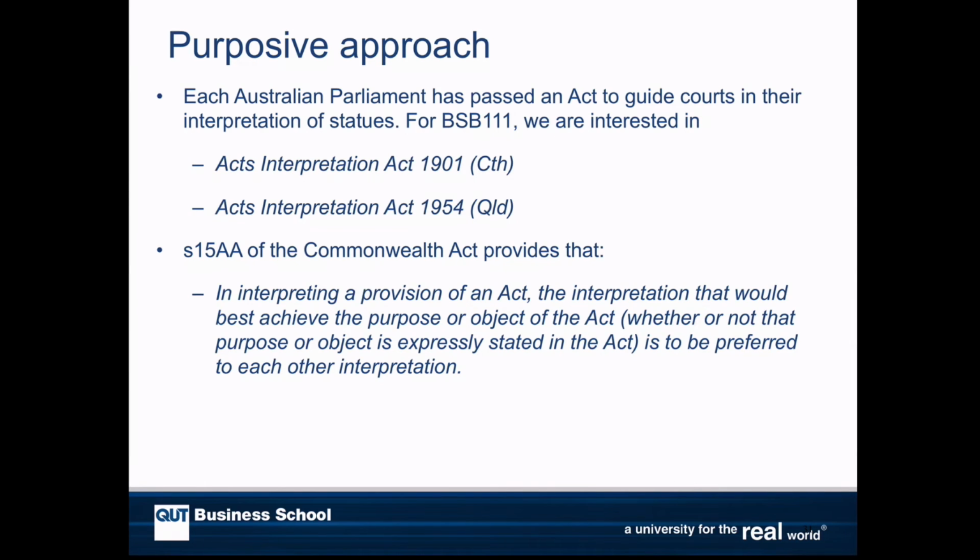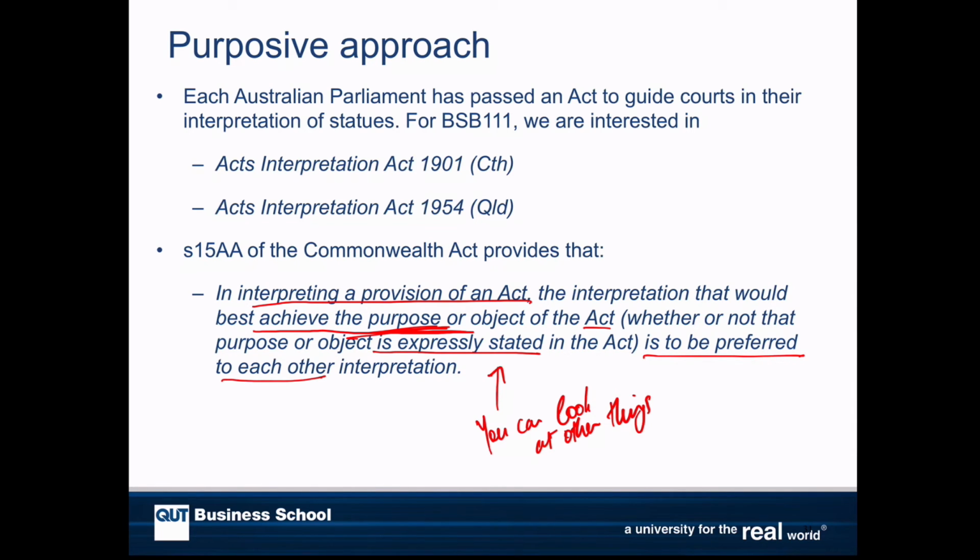So that section says, when you're interpreting a provision of an act, the interpretation that would best achieve the purpose or the object of the act, whether or not that purpose or object is expressly stated. Okay, so that means now you can look at other things. So it doesn't have to be stated in the act what the object is. You can look at what that purpose or object might be. So in interpreting a provision, the interpretation that would best achieve the purpose of the act is to be preferred to each other interpretation.